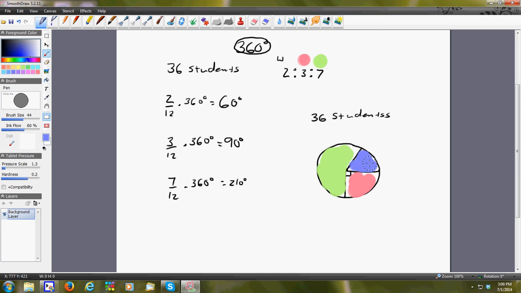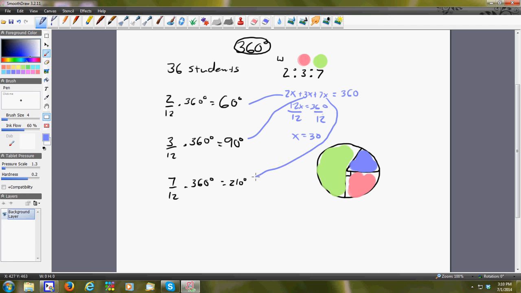Like I said, the fractional method I feel is very useful for things like pie charts. But if we did 2x plus 3x plus 7x equals 360, you would still get the same answer. 12x equals 360. Divide both sides by 12 and you get x equals 30. Then this would be 2 times 30, which is 60, this would be 3 times 30, which is 90, and that'd be 7 times 30, which is 210.